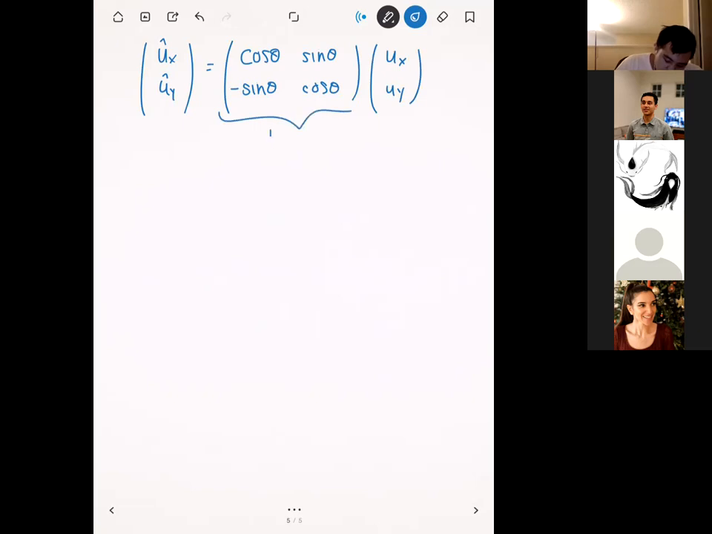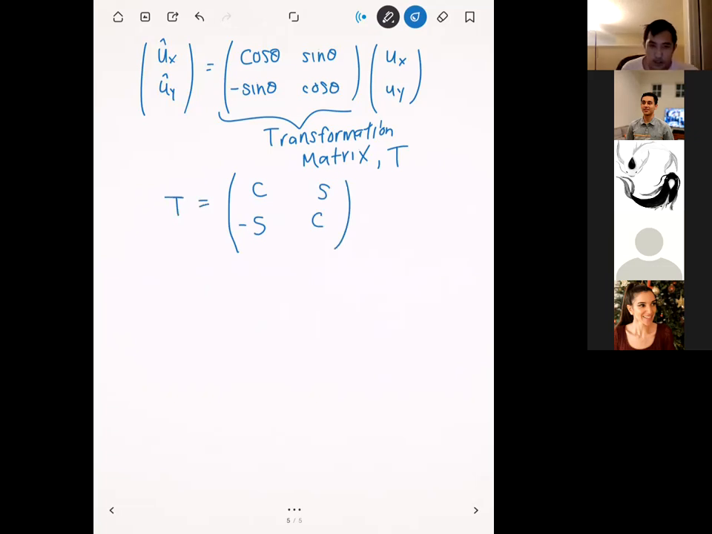Where this is our transformation matrix T. Since I'm going to be writing this a lot, I'm going to use shorthand notation for this. Instead of cosine theta, I'm going to use just a C. Sine theta, I'm just going to use S. Sine theta, S again. So that's going to be minus S, and then cosine theta. I'm going to use this shorthand notation just because it's a little bit easier to write.